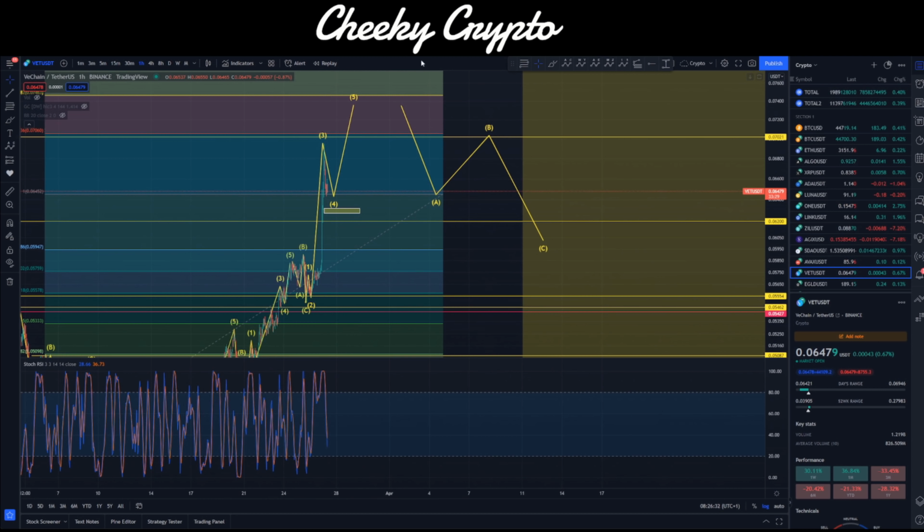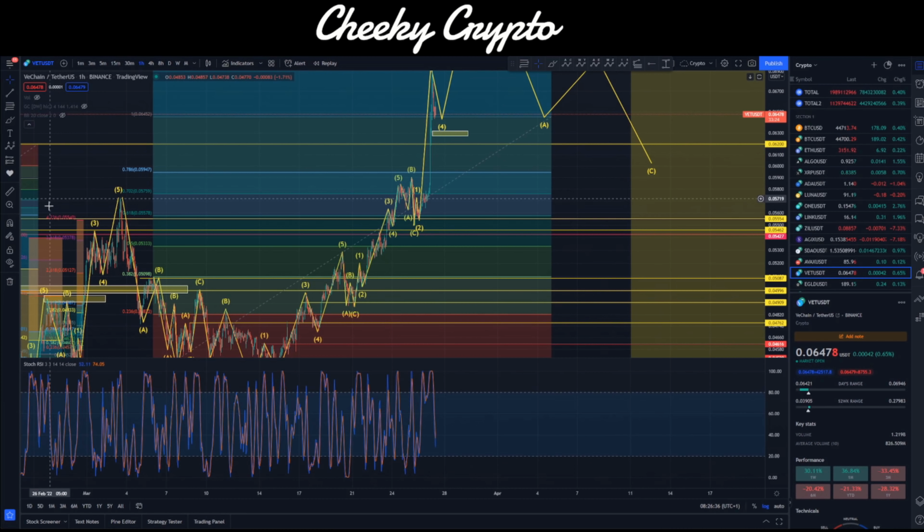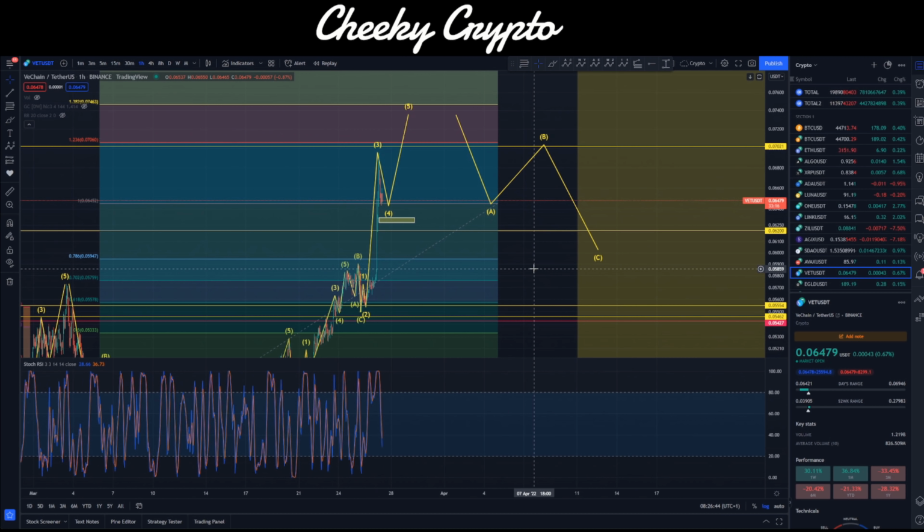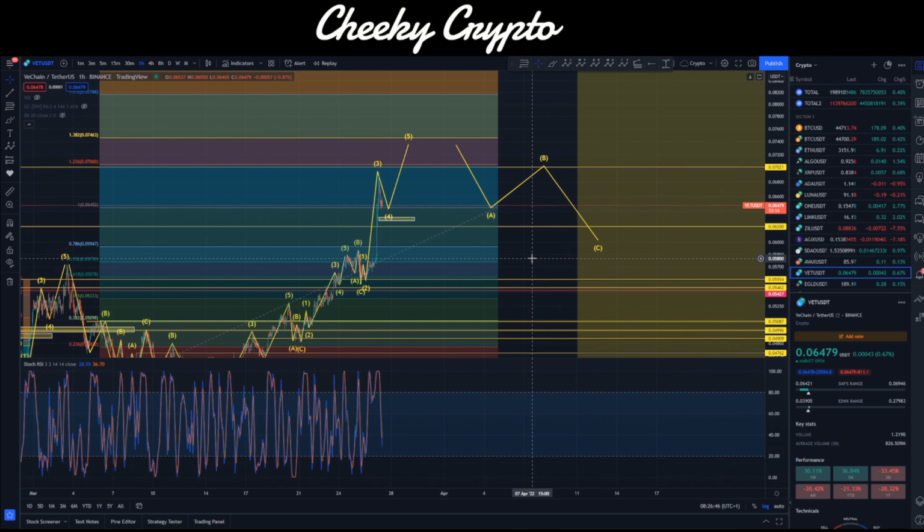I think we're more than likely going to be getting the fifth wave, and then we go into the ABC correction. The ABC correction should not drop down lower than the fifth wave up high this side. Again, that being 5.732 approximately. So after all that, we should be looking at another fantastic rally to the upside.